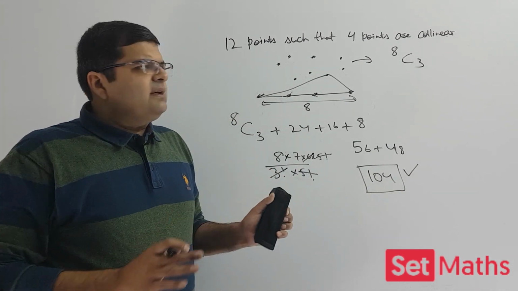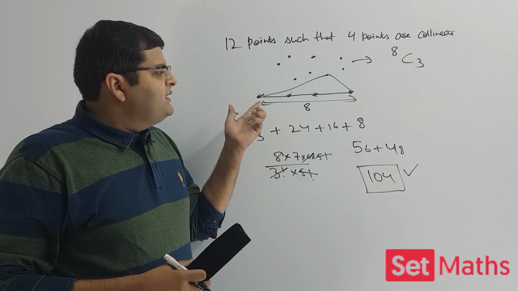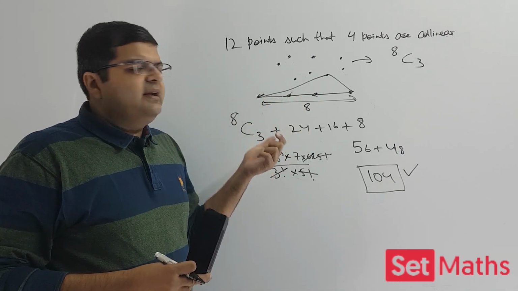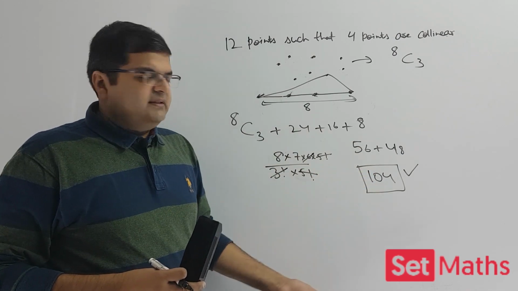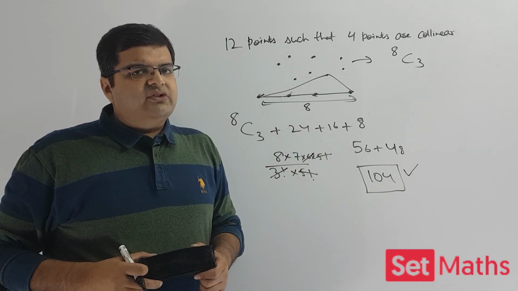This was a bit complicated question. What you needed to take care was how collinear points will come into picture to create different triangles. So 104 is the answer to the question. That is how we solve this question.